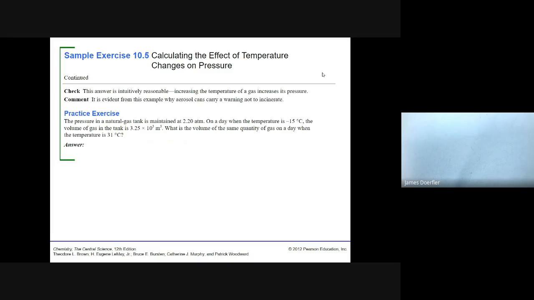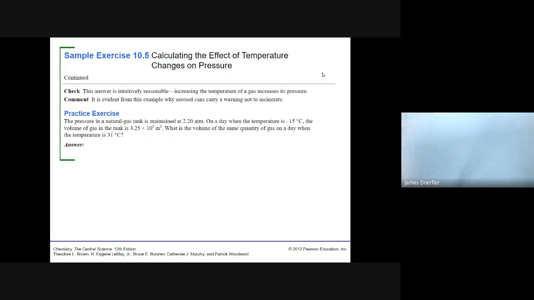So let's evaluate this question. What can we say is being held constant? Pressure. And what else? Moles. So pressure and moles. So what is changing? Volume, temperature. Okay. What law can we relate that to? Bingo. Charles's.